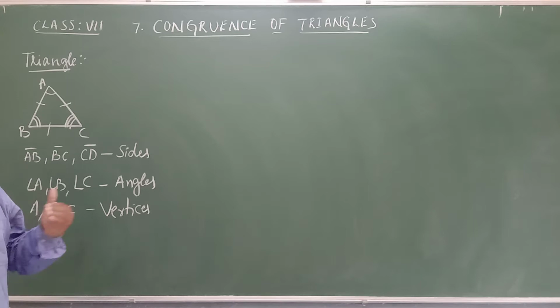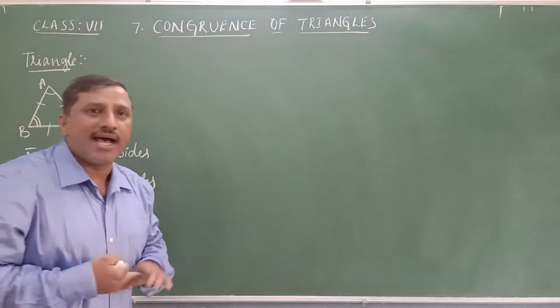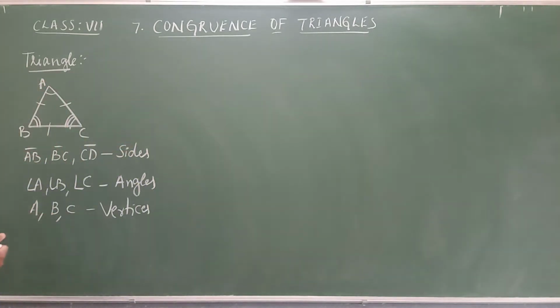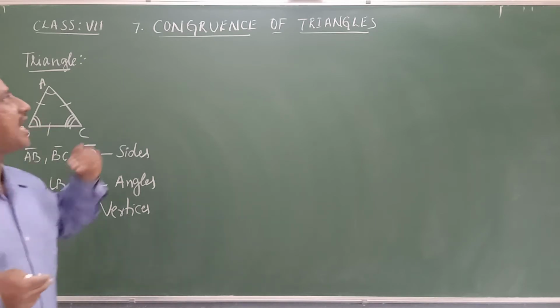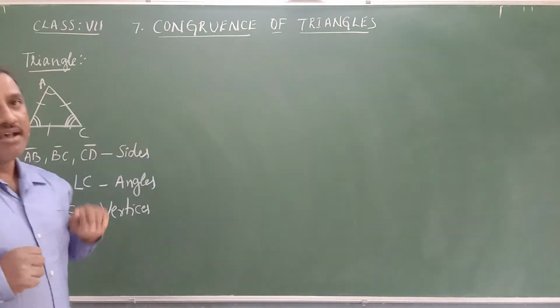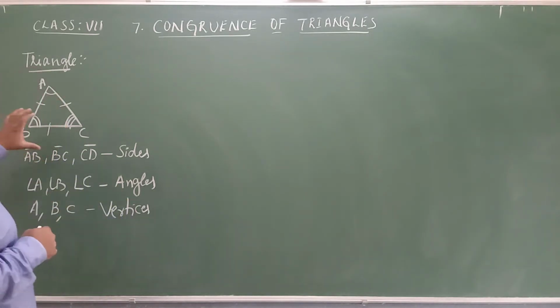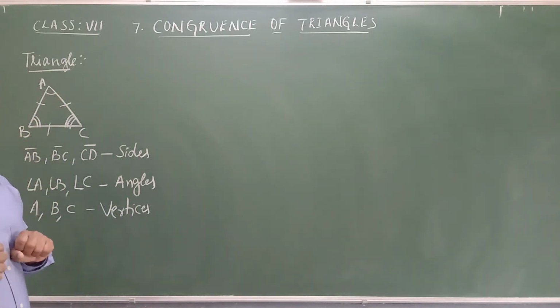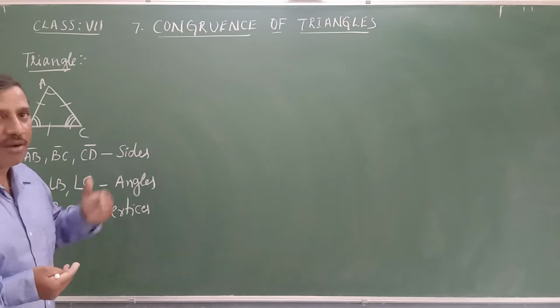So we have an idea about the sides. Sides are nothing but line segments. The distance from one point to another point is known as a line segment. So this is about the triangle. Here we are going to study the congruence of triangles. First of all, we should have an idea about the sides, angles and vertices. A triangle is made up of sides, that is line segments, and angles.